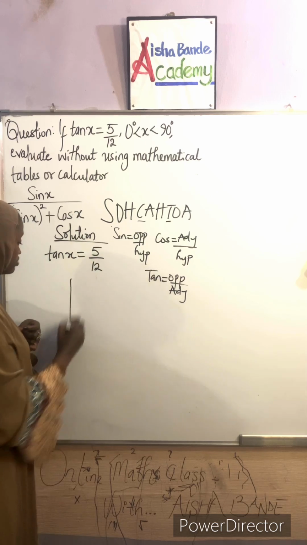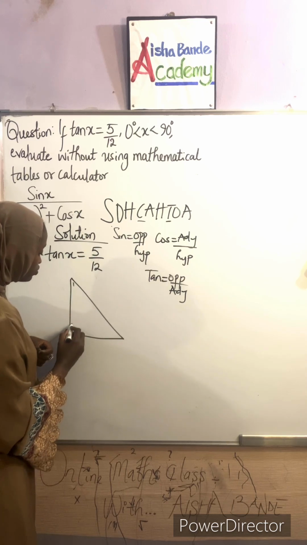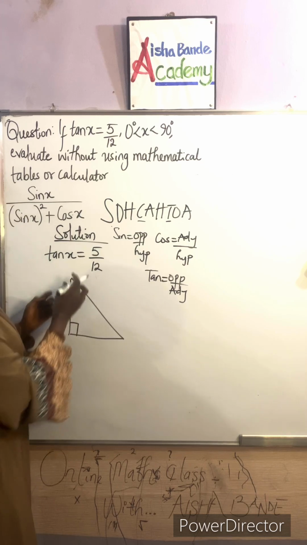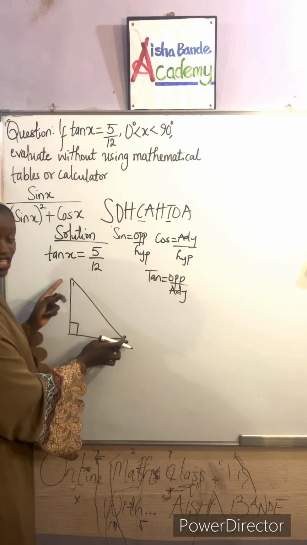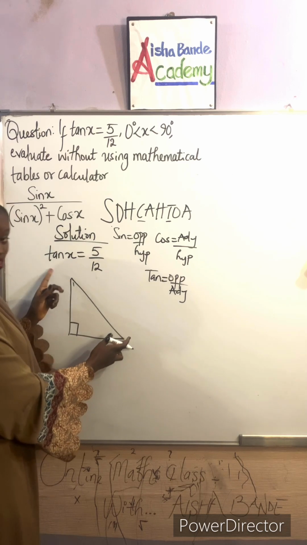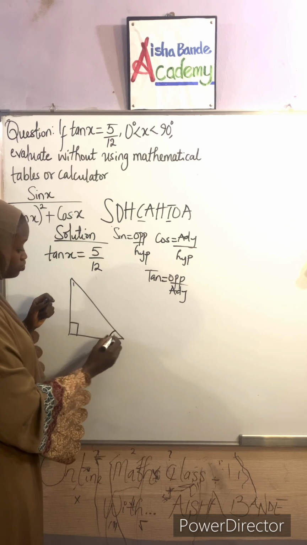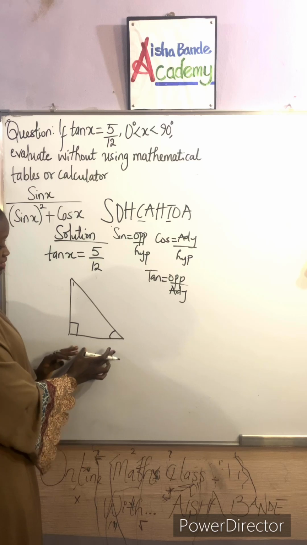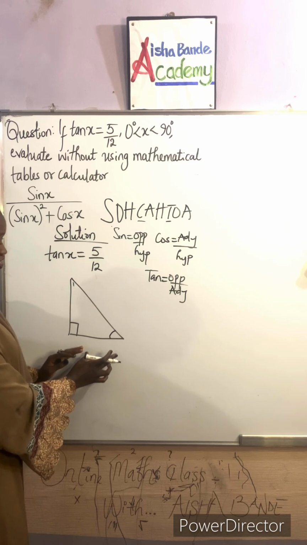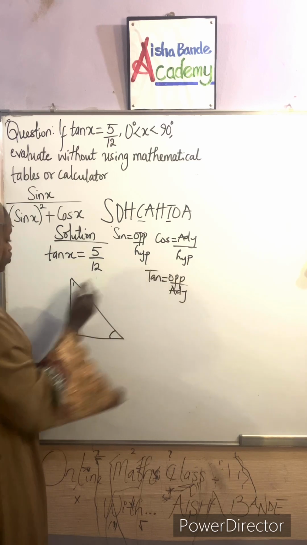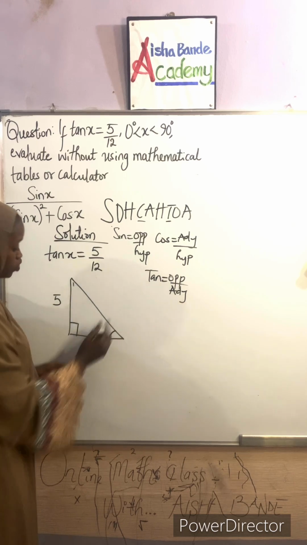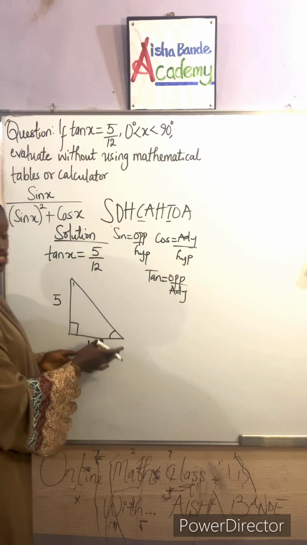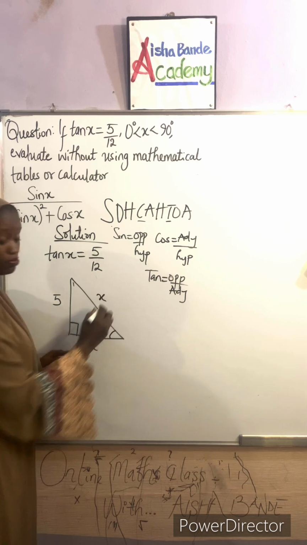So let's sketch out a right angle triangle to put in these parameters. So for tan, we have opposite over adjacent. So the longest side usually in the right angle triangle is the hypotenuse. So let's assume that here is the opposite and this is the adjacent. So for this case, we have the opposite value, which is 5. So here it's 5. And we have the adjacent value, which is 12. And this is our adjacent. So in this question, we have to look for the value of the hypotenuse.